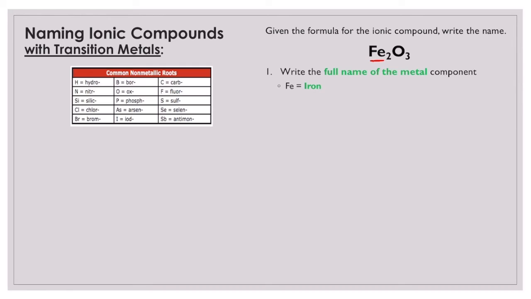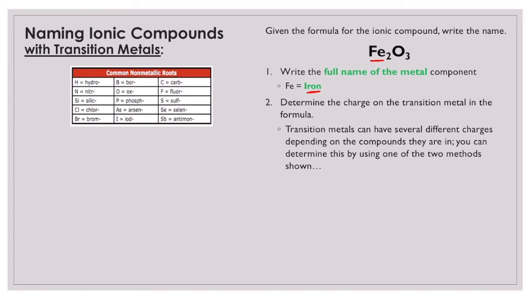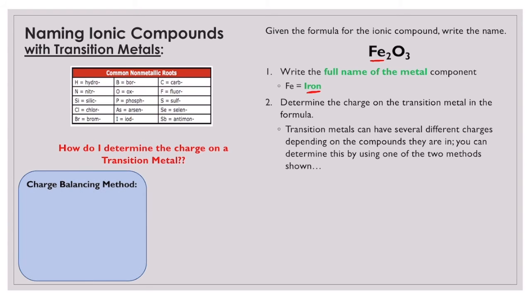So we have Fe2O3, and we need to name this compound. So the first thing we're going to do is write the name of the metal. And then we need to determine the charge on that transition metal in the formula. And transition metals can have several different charges depending on the compounds that they're in. And you can determine this by using one of the two methods that we learned when we were writing these formulas.